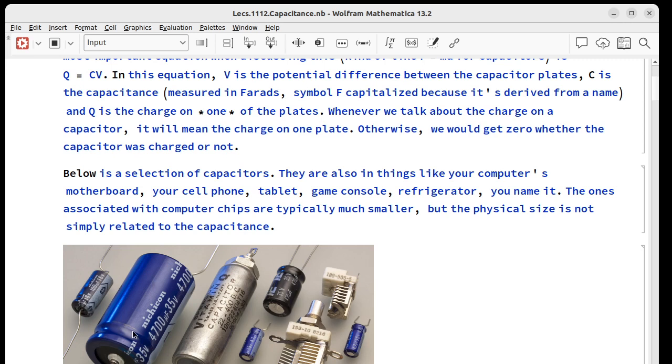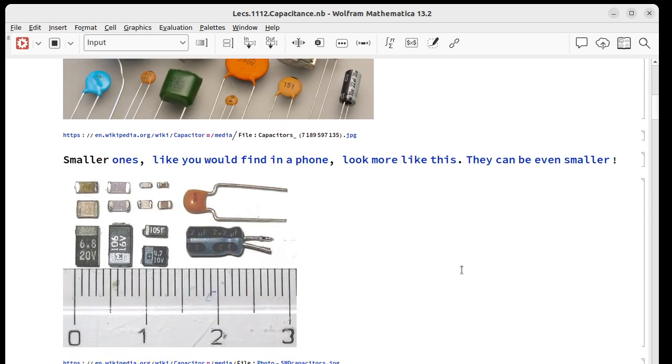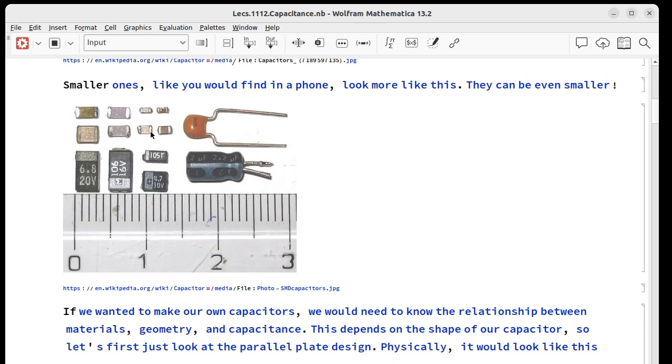The physical size of this is not simply connected to the actual capacitance. You can have a 1 microfarad capacitor that's significantly smaller than a 1 nanofarad capacitor, depending on their designs and their voltage ratings. These are more like what you might find in your phone, the tinier ones. They can be even smaller than this. If you get online and look at a blow up of the inside of a cell phone, they'll be even smaller than this.